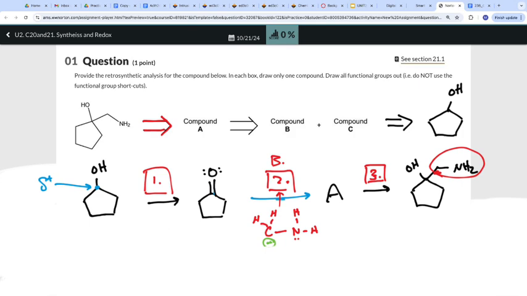Okay? Are we concerned whether we use PCC or chromic acid? No. Why no? Because there's only one hydrogen to remove. It doesn't matter which reagent I use. I can fire whichever one I want at it. Officially, which one should I choose? PCC. Why? Cheaper. Less toxic.